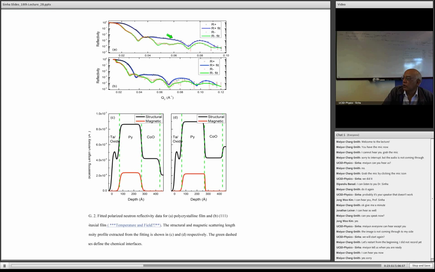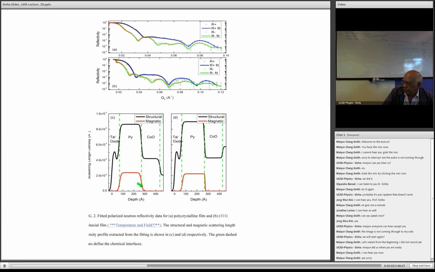And I won't go into the details, but this black curve indicates the nuclear density profile. Here's a capping layer of tantalum, and then the permalloy film, and a cobalt monoxide antiferromagnetic film, and here's the nuclear density in the black, and here's the magnetization density, which is mainly in the permalloy because this is an antiferromagnet, and there's a little magnetization into the antiferromagnet at the interface, but it is not in the bulk of the cobalt monoxide.